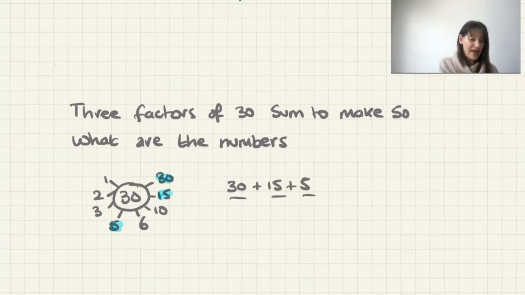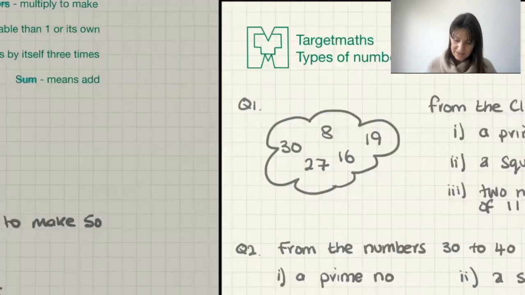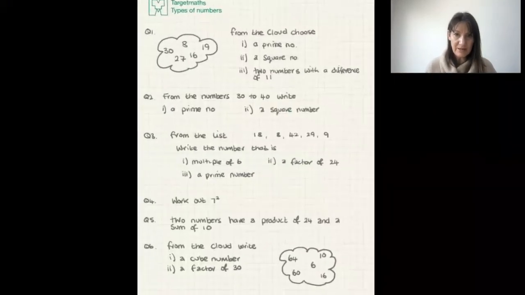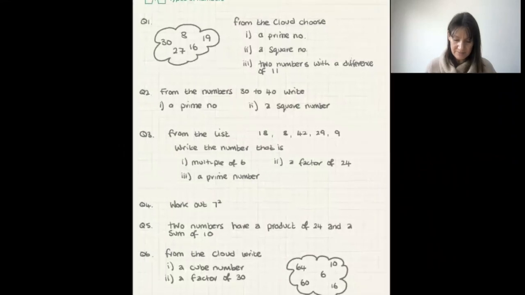Okay, so that is the first session done. We're going to be moving into prime factors, lowest common multiples, highest common factors in the next session. These are some questions to leave you with. Hopefully, we can make that a little bit bigger, can't we? There we go.